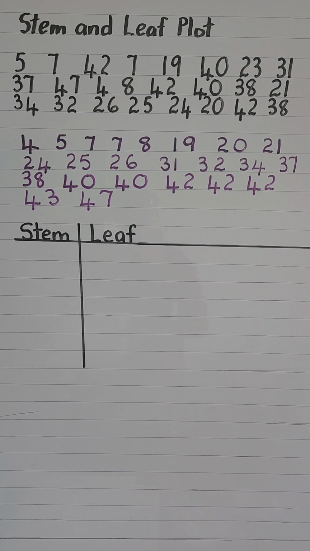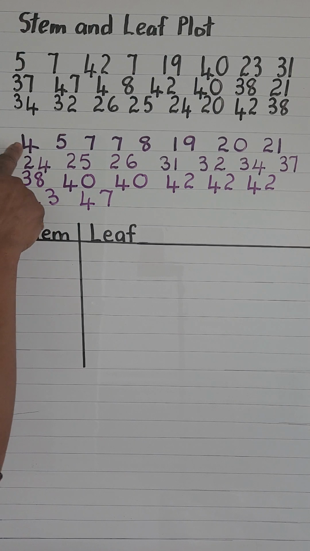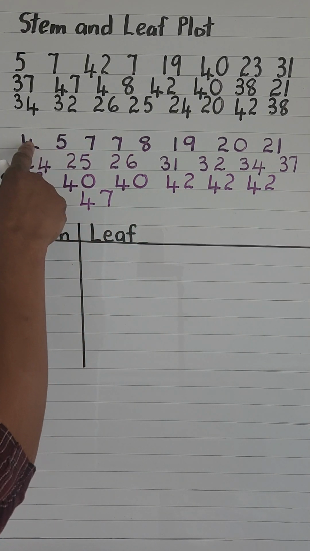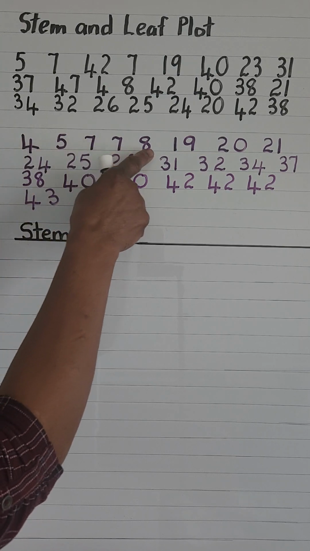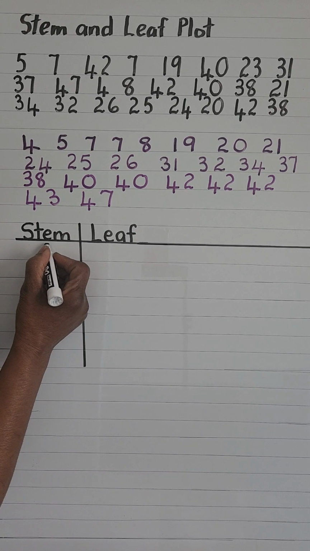So now that we have arranged the numbers in numerical order, we're going to identify the leading value of each number, and those leading values we will call the stem. So here we have numbers less than 10. So the leading value for these numbers is 0. So we have a 0.